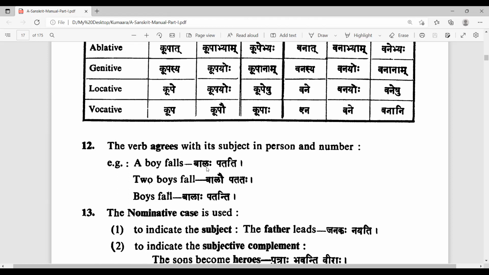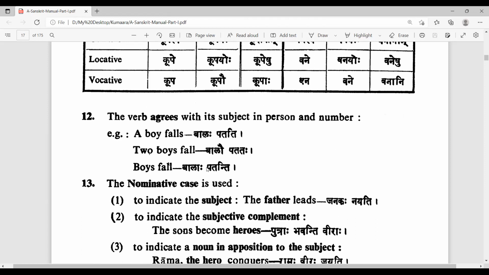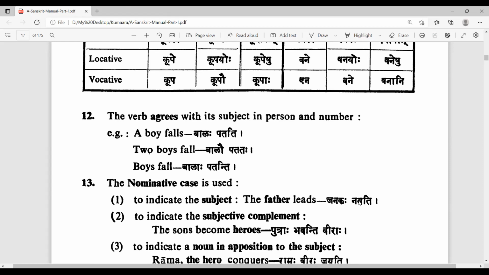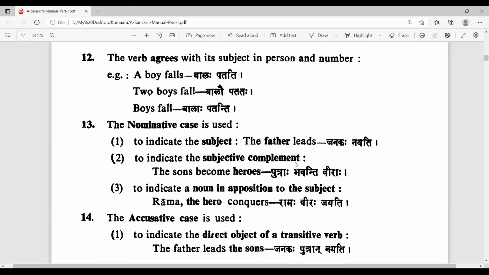Then nominative case is used to indicate the subject. Nominative case indicates subject. Janakaha nayati. So prathama vibhakti indicates subject. And there's something called subjective complement. We saw in Sanskrit composition, predicate. Right? Predicate.